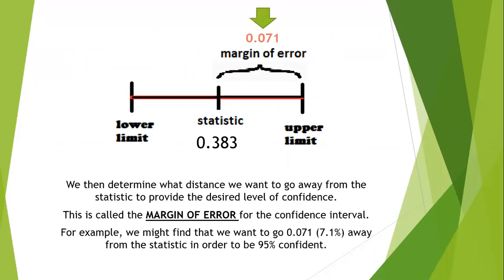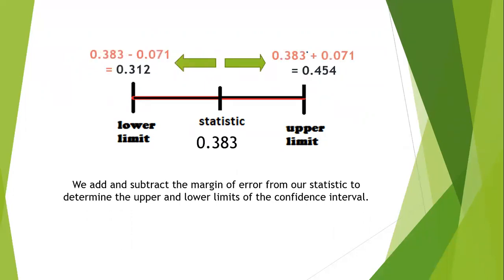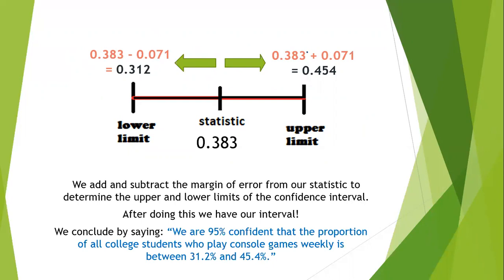Once we have come up with that margin of error, we are going to add and subtract that from our statistic to determine the upper limit and the lower limit for our confidence interval. If we subtract 0.071 from 0.383, we obtain a lower limit of 0.312. When we add 0.071 to our statistic, we get 0.454. And now we've obtained the limits of our confidence interval.